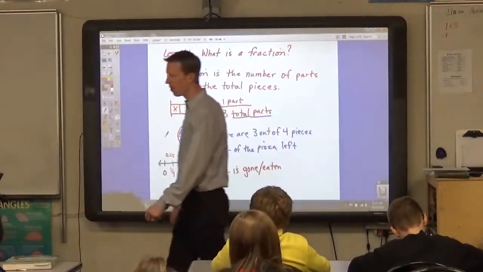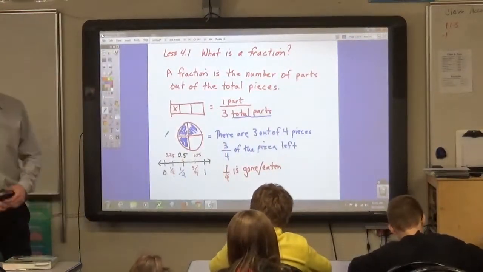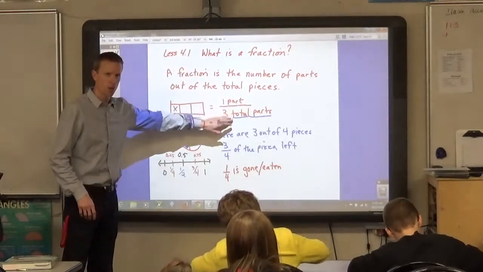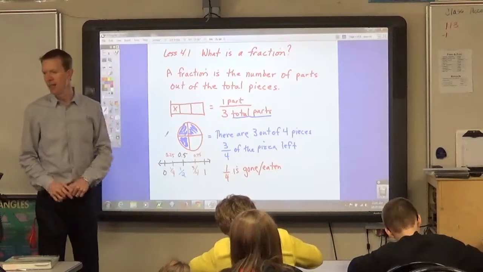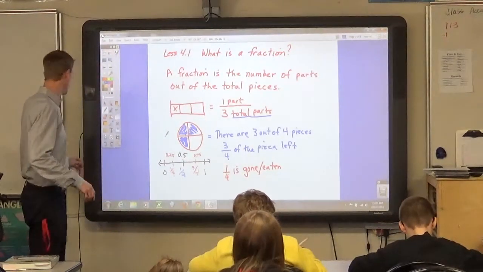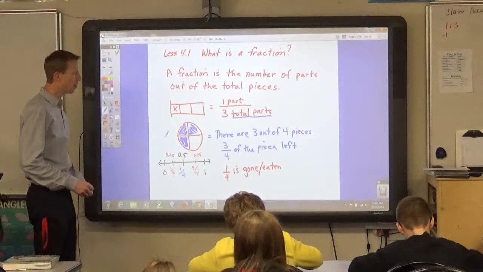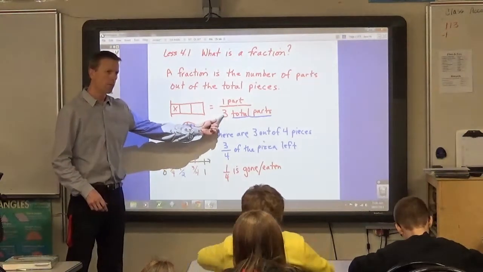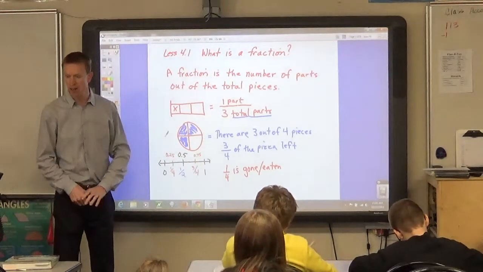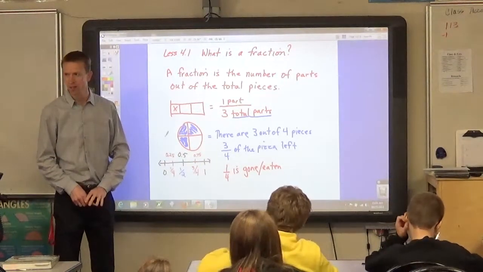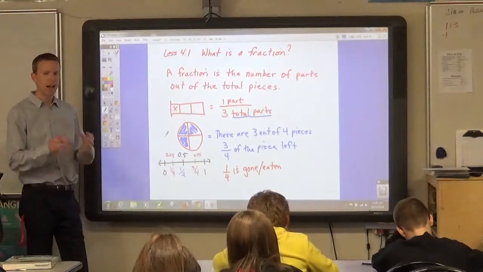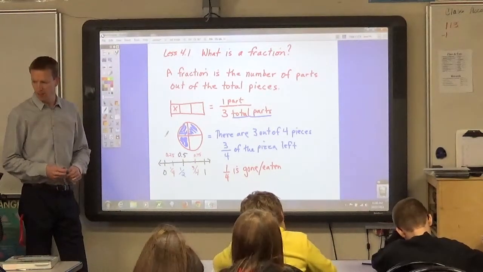That's what a fraction is used to do, to tell you how many parts there are out of the total. Okay? Now, there are some other things that we can learn from a fraction, though. We can learn from the denominator how big the pieces are. The denominator also tells you the size of the pieces.